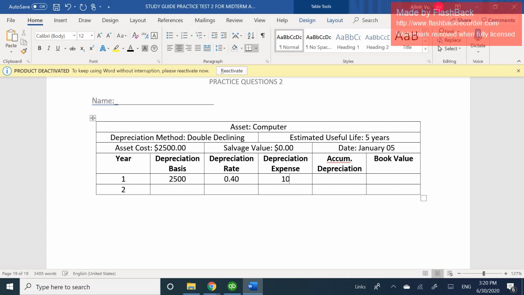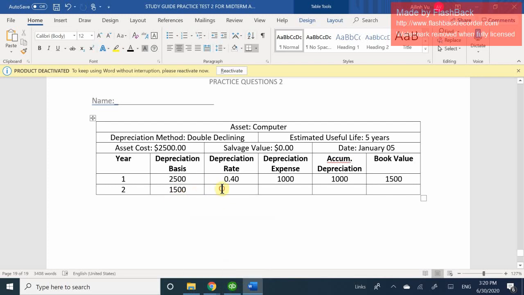Did everyone get 1,000? I did. The rate is 0.4. Yeah, I got 1,000. Okay. And seeing as it's the first year, wouldn't it be the same for accumulated depreciation? And what is your book value now? 1,500. Good. Now for year 2, what is the depreciation basis? 1,500.